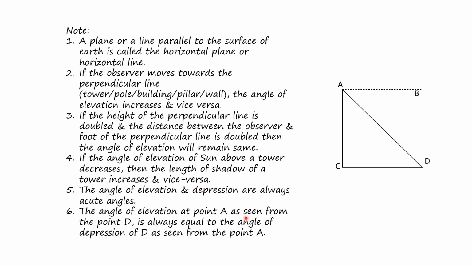The angle of elevation of the point A as seen from D is always equal to the angle of depression of D as seen from A. If the observer sees at angle A from the point D, the angle made at D will remain the same as the observer looks at D from the point A. These two angles will remain as they are. Let's see some examples.